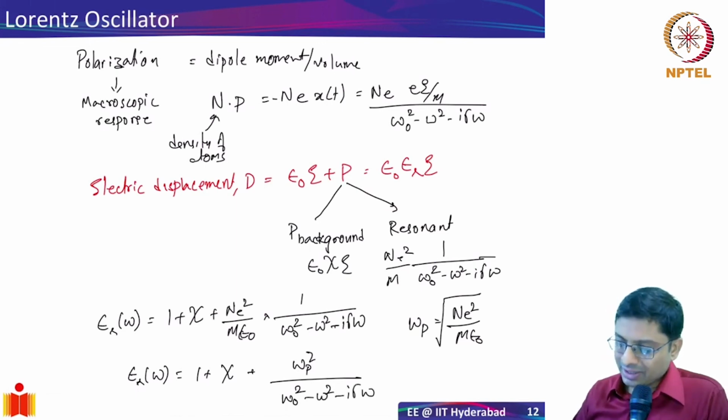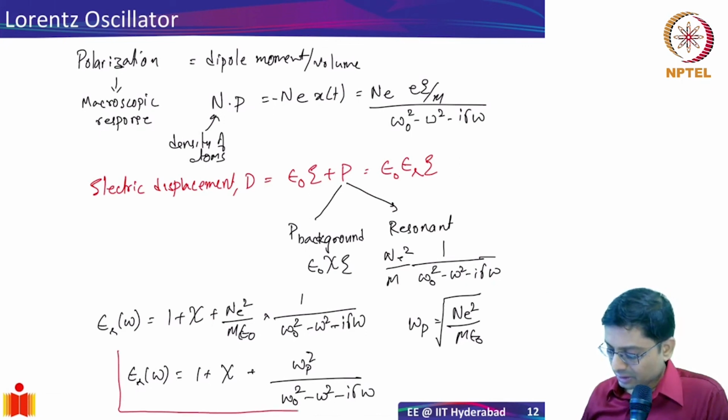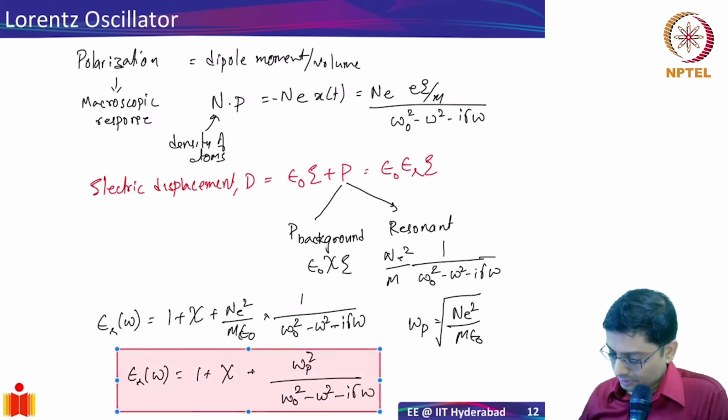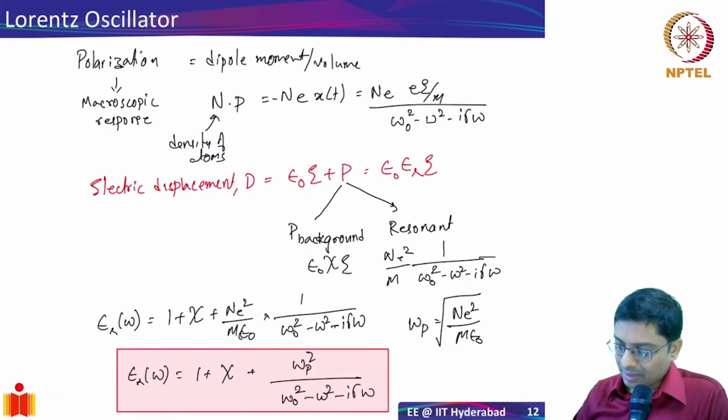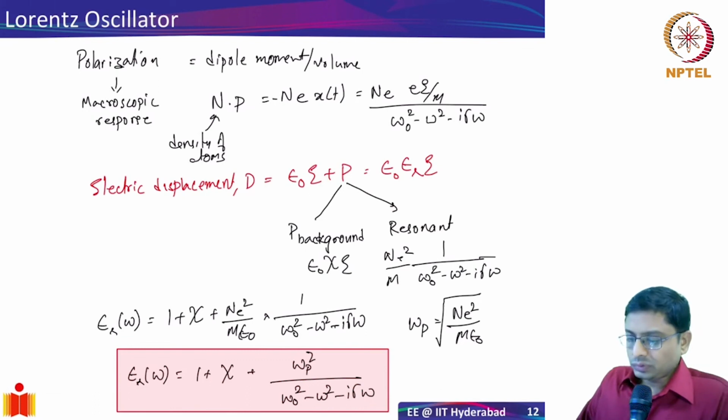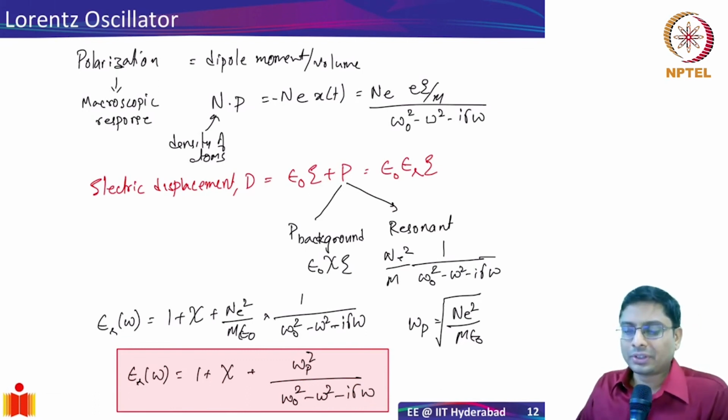Just make sure that dimensionality is satisfied. We are talking about squares, so wherever I have omega, it should be squared. And when I have gamma, I'm taking a product of gamma and omega. The overall thing is frequency squared. So this is the response of my material.